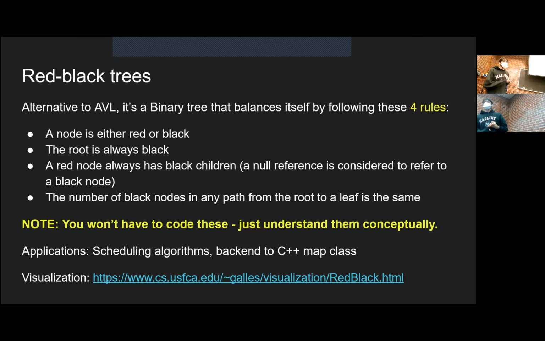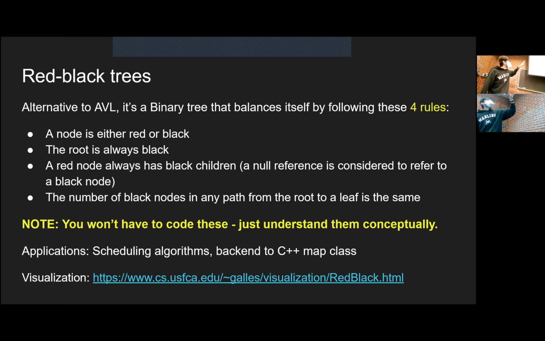Every node is red or black. The root's always black. A red node always has black children, so you never have 2 red nodes in a row. And null at the end, if you reach the end of the tree, you just consider it black. And the number of black nodes in any path from root to leaf is the same. So for any path you take, starting at the root and ending at a leaf, you always go through the same number of black nodes. That's what the fourth one is saying.